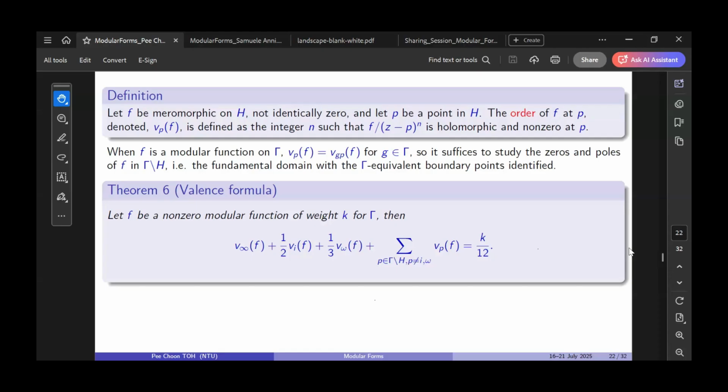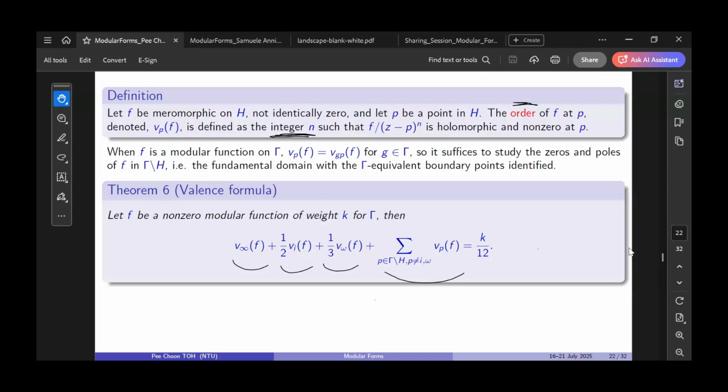Let f be a meromorphic function on H, not identically 0, and let P be a point in H. Then the order of f at P, denoted by v_P(f), is defined as the integer n such that f(z) over (z minus P)^n is holomorphic and non-zero at P. So the valence formula says that if f is a non-zero modular function of weight k for gamma, then v_infinity(f) plus half of v_i(f) plus 1/3 of v_omega(f) plus the sum of all the others is equal to k over 12.